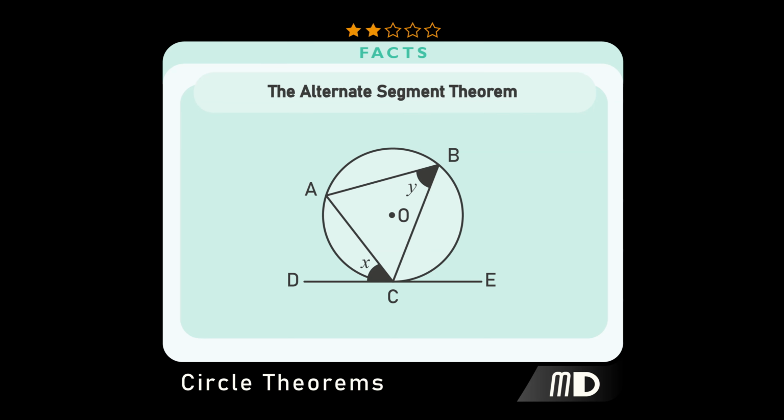But before we go any further, let's define those two terms, a tangent and a chord. A tangent is a line that touches the circle at exactly one point. An example is line DE in this diagram. And a chord is a line segment that connects 2 points on the perimeter of the circle. AB and BC are both chords on this diagram.